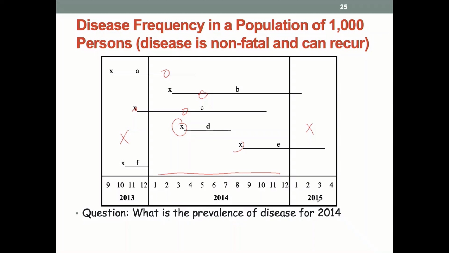If we go to 2015, what is the prevalence? It's a totally different number. If you go to 2013, it's also a different number. So that gives you an idea of how you can see the prevalence. Again, we can multiply by 1,000 and say 5 per 1,000 just to make it easier.